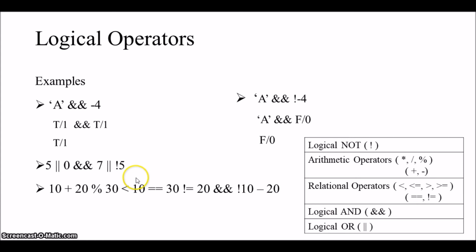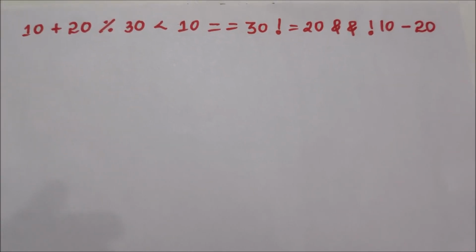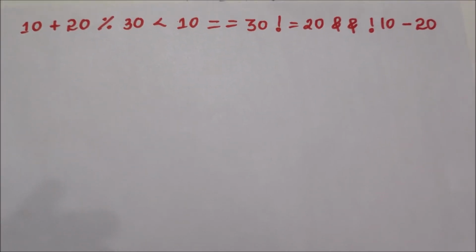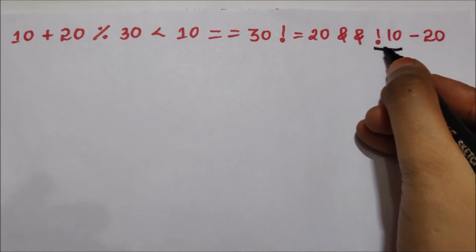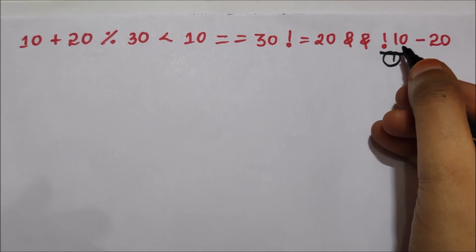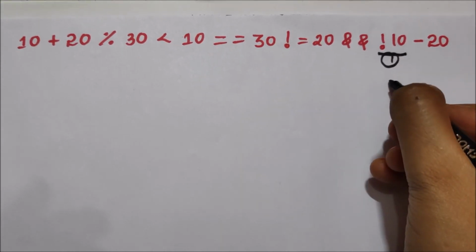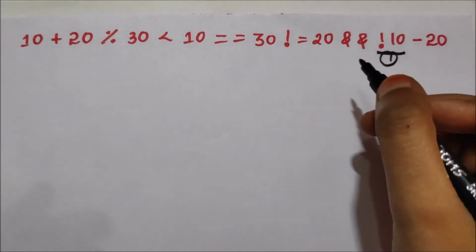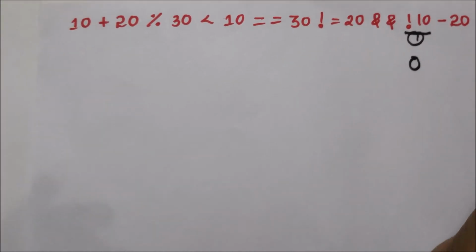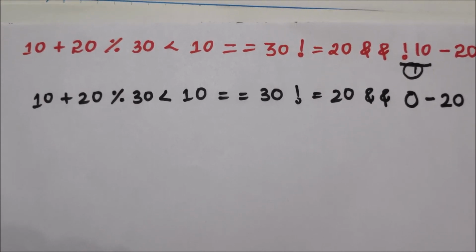So let's evaluate this expression and see what this entire expression will result in. In this expression we have a logical not operator, not of 10. So this should be evaluated first. Not of 10, 10 is true, not of true will become false. So this will give the result as false. Let's keep the remaining part of the expression as it is. So we are done with the logical not.